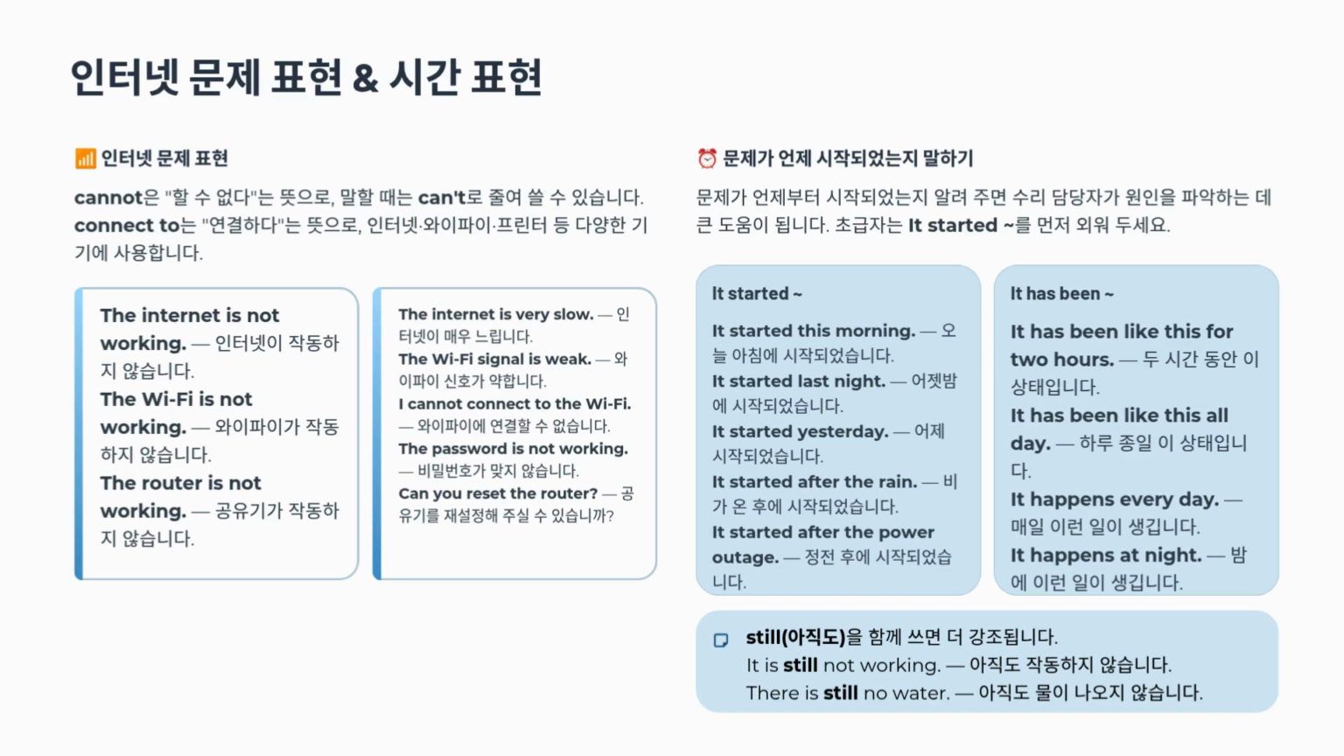Then explain when the problem began. Say, it started this morning. It started last night. It started after the rain, or it started after the power outage. To describe duration, say, it has been like this for 2 hours, or it has been like this all day. These details help a technician identify the cause more quickly.